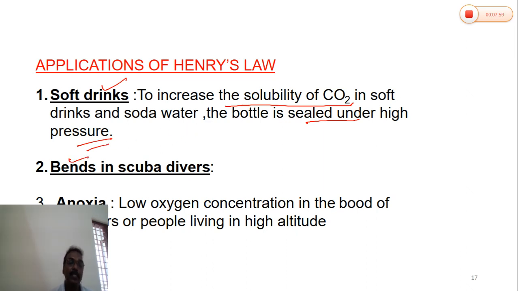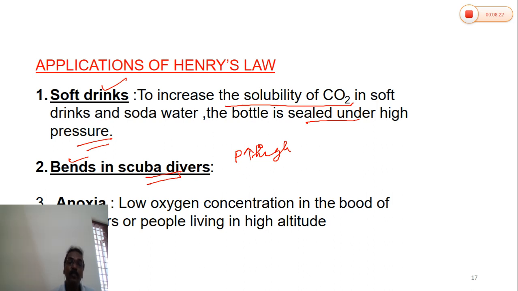Another one is the bends. It is a medical condition found in scuba divers. Scuba divers are the persons who go deep under the sea carrying oxygen cylinders. Deep under the sea, pressure is high. As a result, more gases are dissolved in their blood.